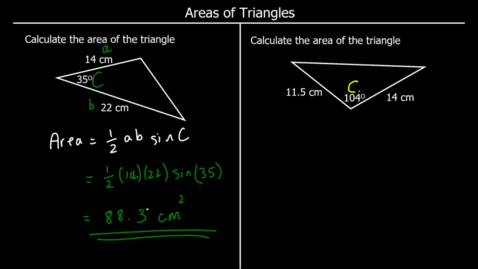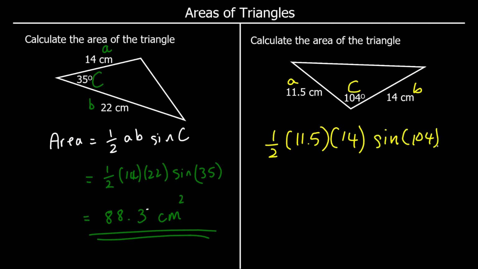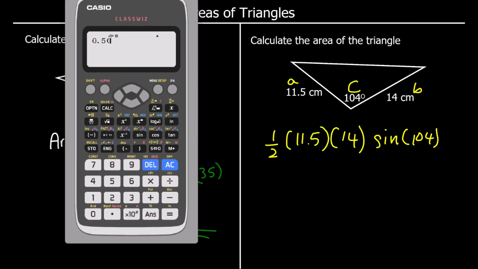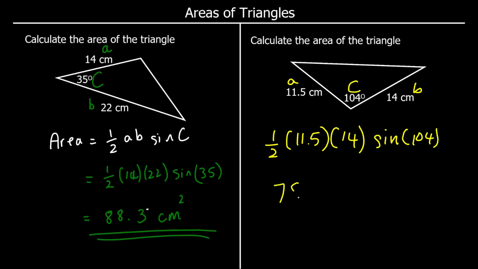So again, the angle is going to be big C. Opposite big C is little c. So the other two are a and b. And we just substitute into half ab sine C, and we'll just type that into the calculator. So half times 11.5 times 14 sine 104, and we have 78.1. So 78.1 centimeters squared.